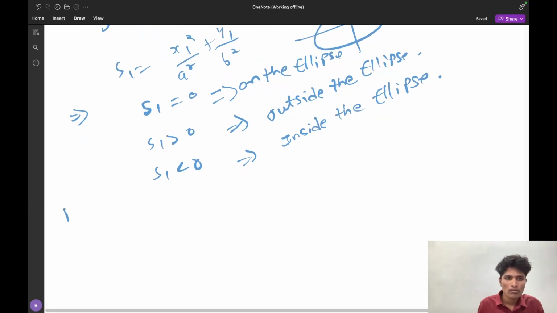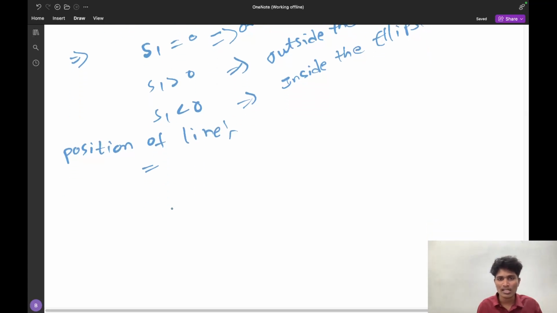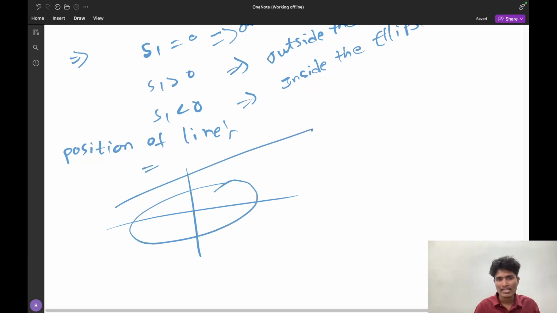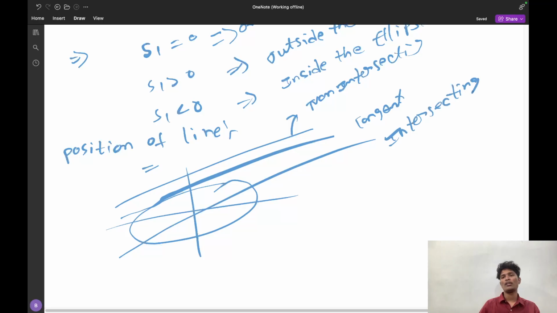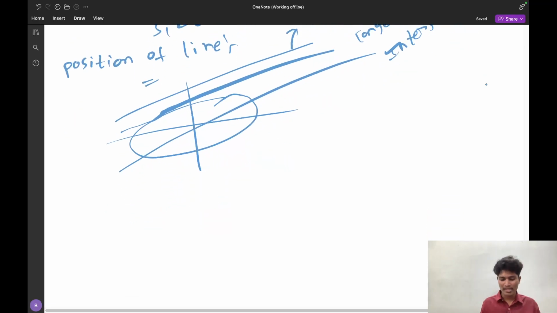Now, position of line. I discussed the point. Now let's discuss the line. What is the line with respect to the ellipse? Suppose this is an ellipse. This is a line. This can be a line. This can be a line. What is the difference between these three lines? This is non-intersecting. This is non-intersecting. This is a tangent. And this is intersecting. So there are three possibilities in the ellipse, that is non-intersecting, intersecting, and tangent.